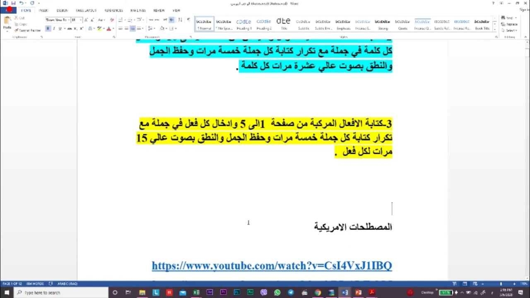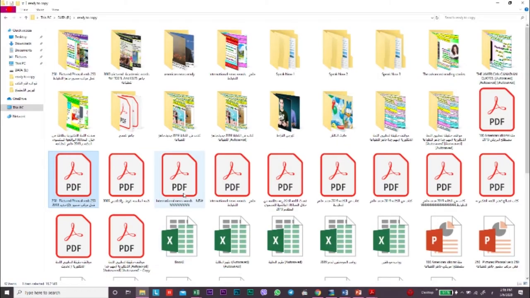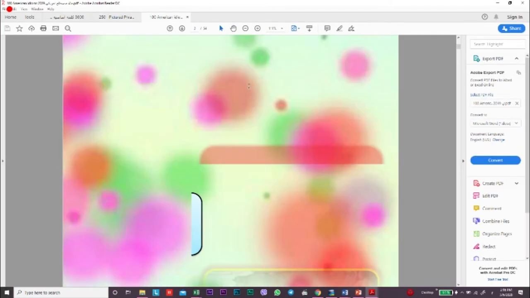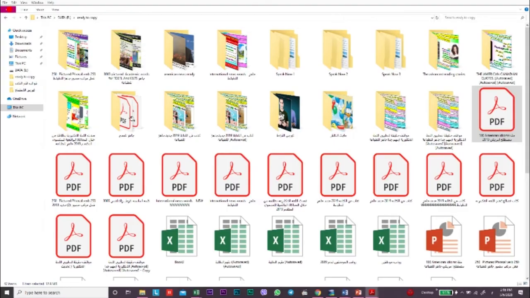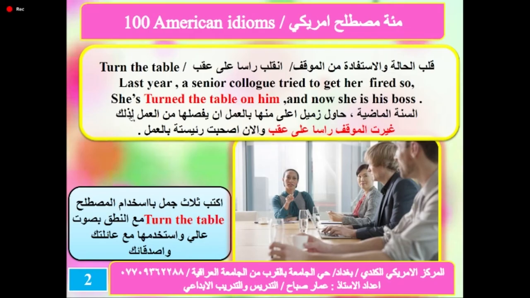Okay. Let's go to American idioms. The first one we have is turn the table. What's the meaning of turn the table? It means يقلب الموقف رأسا على عقب. For example, the Iraqi team has the same thing.